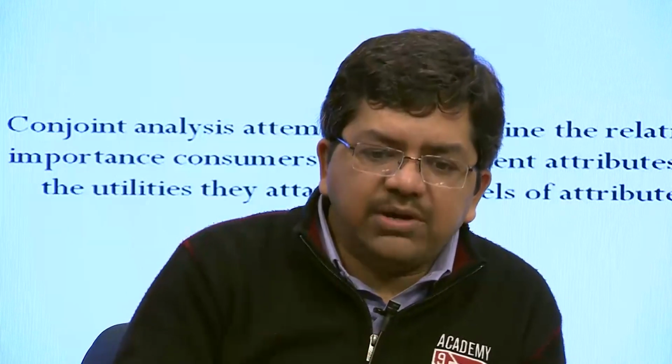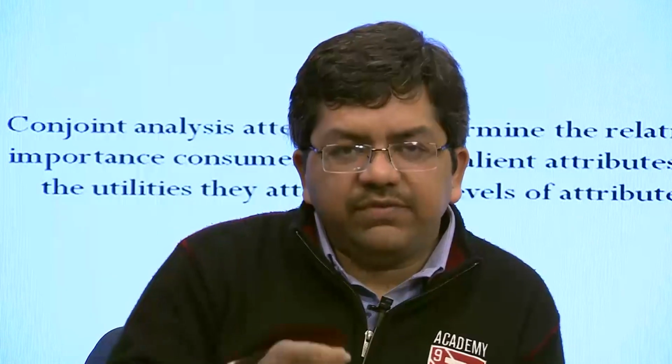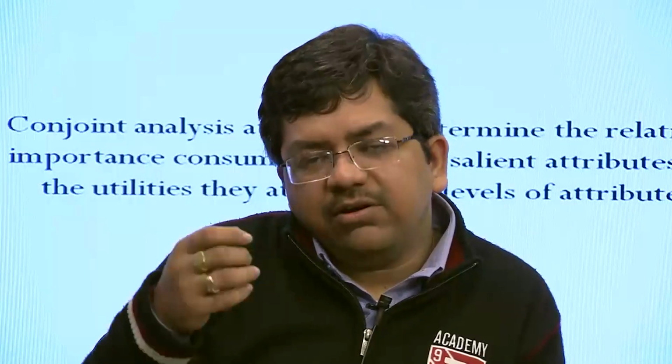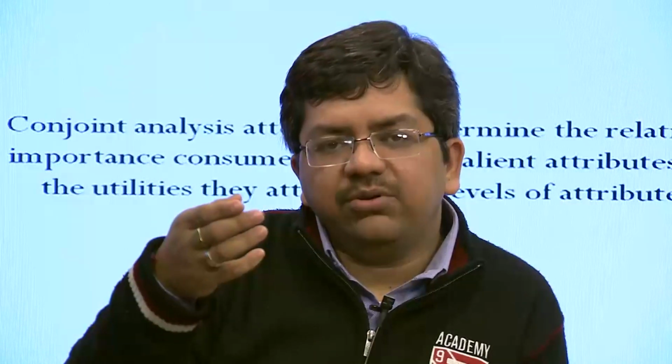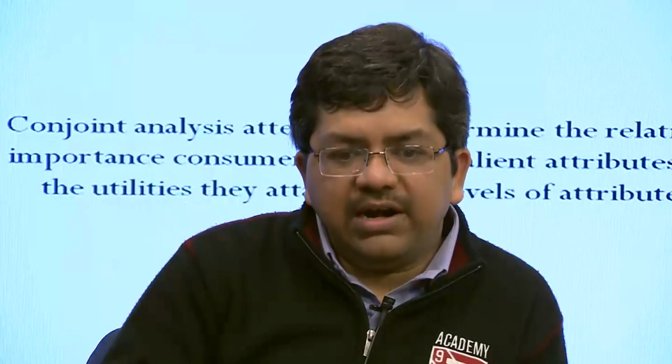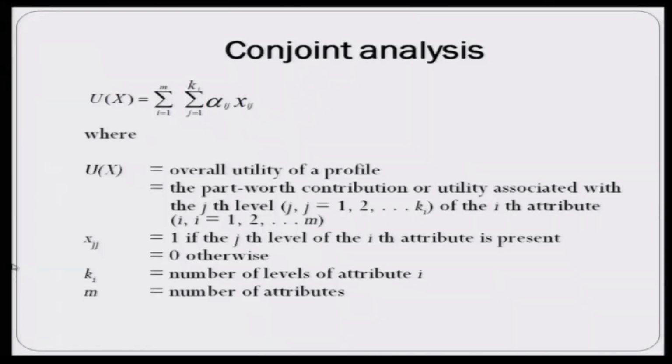Now, what happens in conjoint analysis is, we try to calculate the importance of each of these attributes, and we try to calculate the utility corresponding to each attribute's different levels. I'll explain it to you through an example. However, the basic equation is that any product is seen as a bundle of benefits, and the total utility of the product is conceptualized here as the sum of the utilities corresponding to the different benefits and their levels in a product.